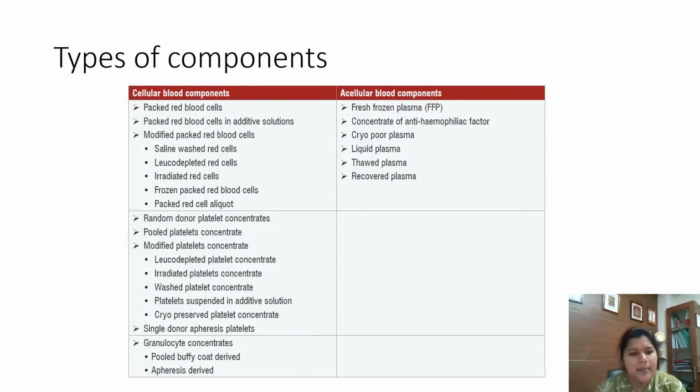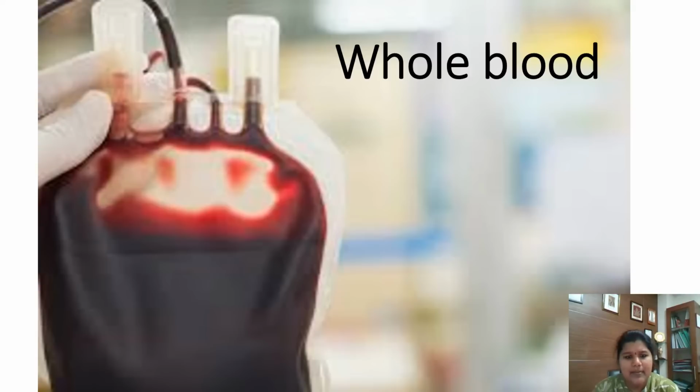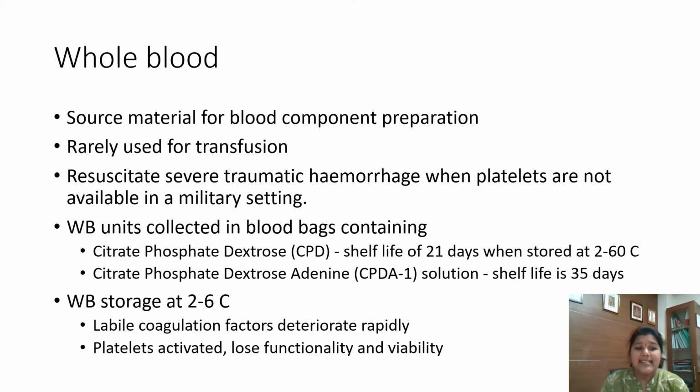If we go on to the type of components, there are cellular blood components and acellular blood components. The cellular blood components include red blood cells, platelets and granulocytes, and the acellular blood components include fresh frozen plasma. Plasma of all varieties. We'll see each in detail. First, whole blood. Whole blood is the main source material of all blood component preparation.